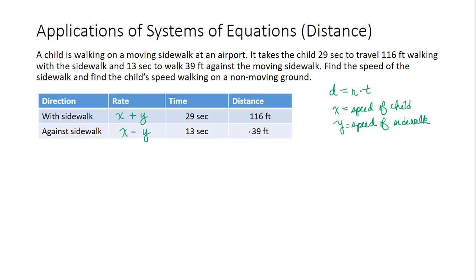Now I can create two equations to have a system that I can use to solve for x and y. Remember, rate times time equals distance. So in my first equation, I multiply 29 times (x plus y) is equal to 116. And then my second equation is 13 times (x minus y) is equal to 39.